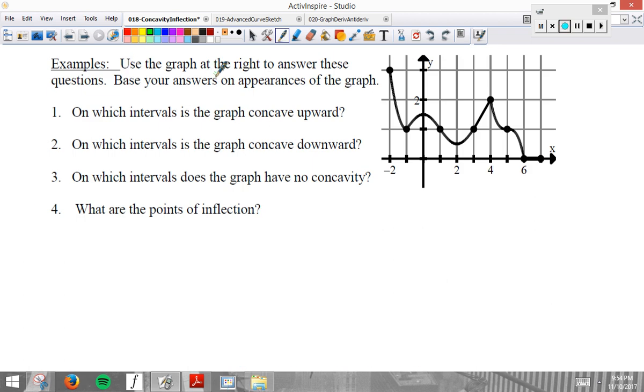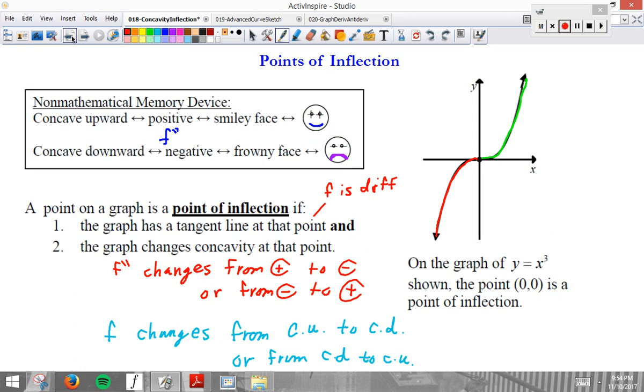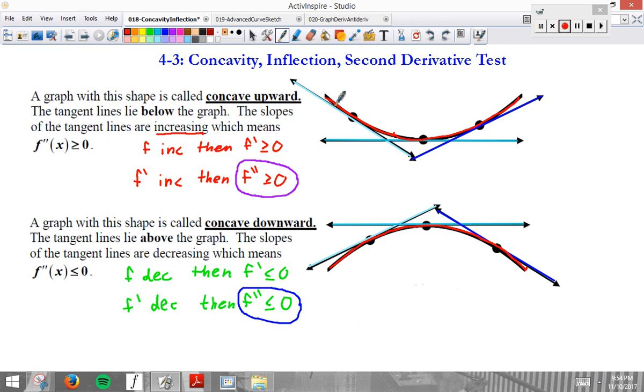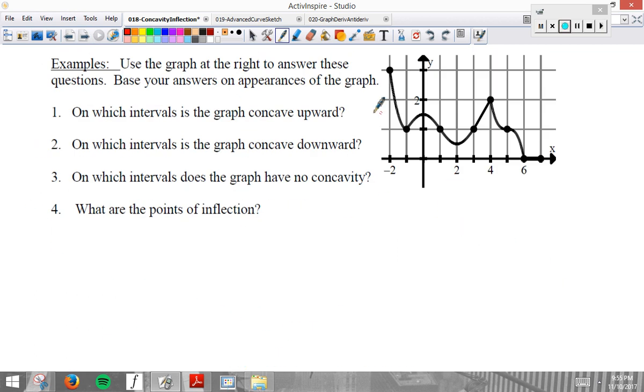Given a graph, you could try to answer these questions on your own if you haven't already. So we're going to look for concave upward. We're looking for an upward parabola type shape, either side of it. A key idea here is that you can be concave up and decreasing. You can be concave up and increasing. You can be concave down and increasing. You can be concave down and decreasing. Both types have both behaviors.